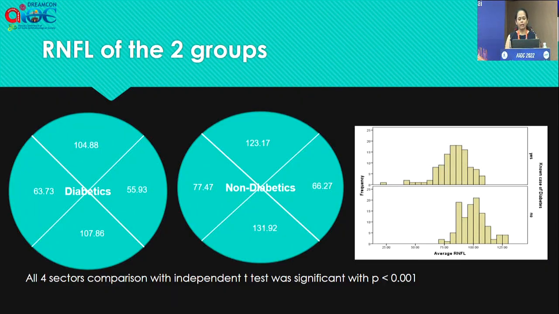So what we found was the RNFL in the 2 groups, the diabetics and the non-diabetics, had a significant difference. This RNFL is parapapillary and not macular. In the parapapillary region we saw that there was a significant difference, and the comparison was done by independent t-test, and the p-value was less than 0.001. This can also be seen in the graph comparatively, where the above graph is of the diabetics and the below one is of non-diabetics.